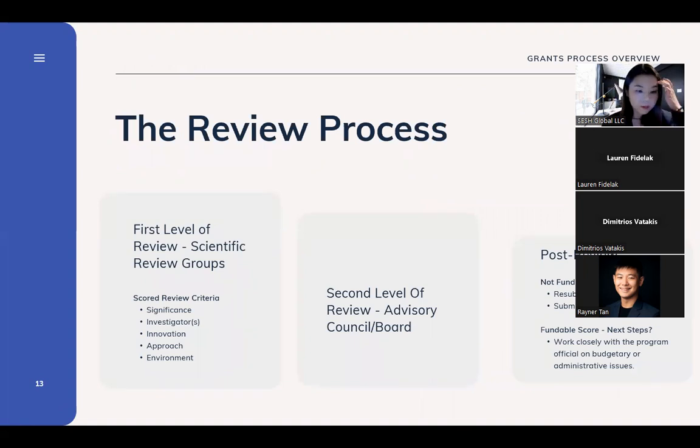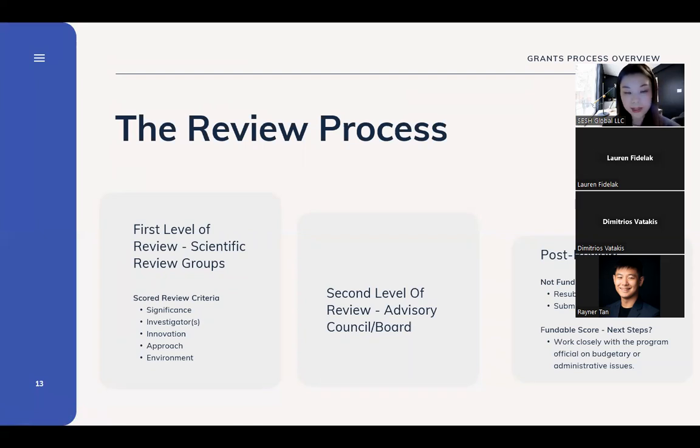So after you submit your application, your material will undergo peer review. The first level of review is carried out by a scientific review group composed primarily of non-federal scientists with expertise in relevant scientific disciplines and current research areas.